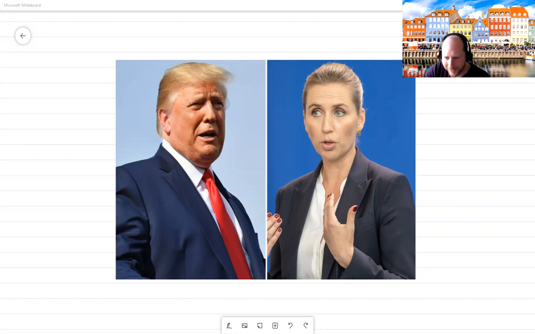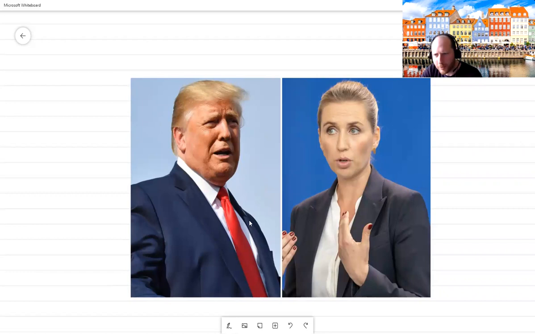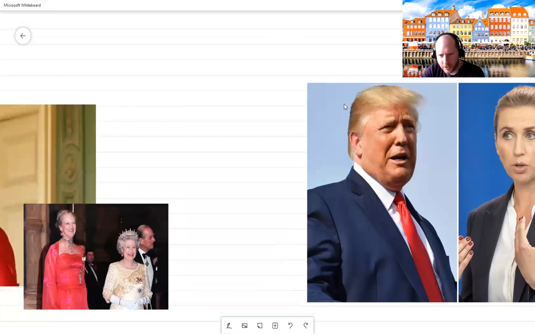So yeah, these two world leaders not getting on particularly well. Trump wants her to sell him Greenland. She cannot sell Greenland because she technically doesn't own it and she doesn't want to anyway. And so no more visits to Denmark. Poor old Denmark. They don't get to have Trump in their country.